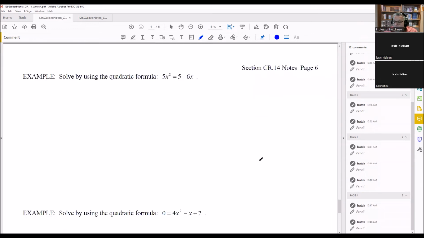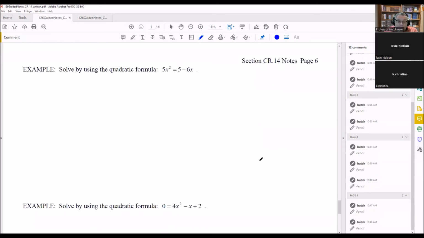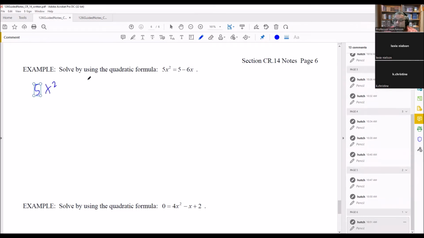Let's do another one of those. Okay, so we'll do this one. All right, so this here is not in the proper form. So before you do quadratic formula, you always want to make sure that you put it in the proper format. So I need to move both of these on the right-hand side. I'm going to move them over to the left.